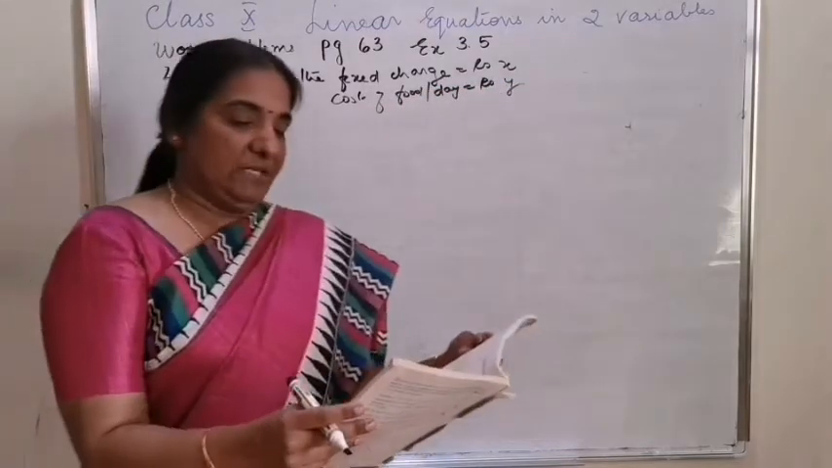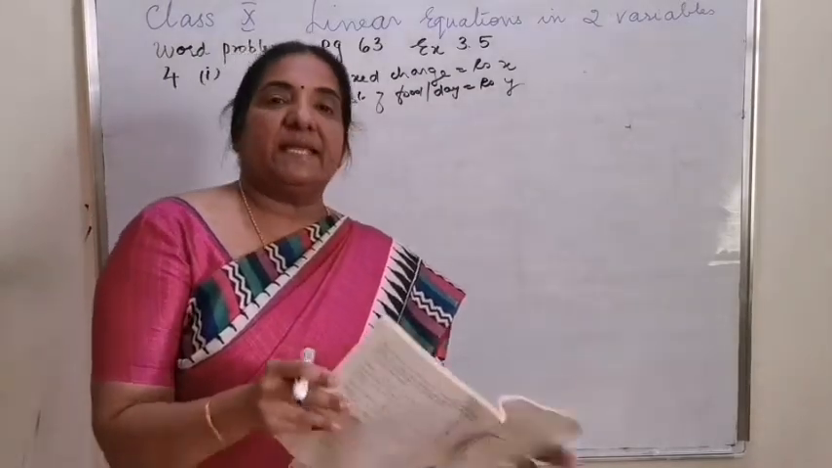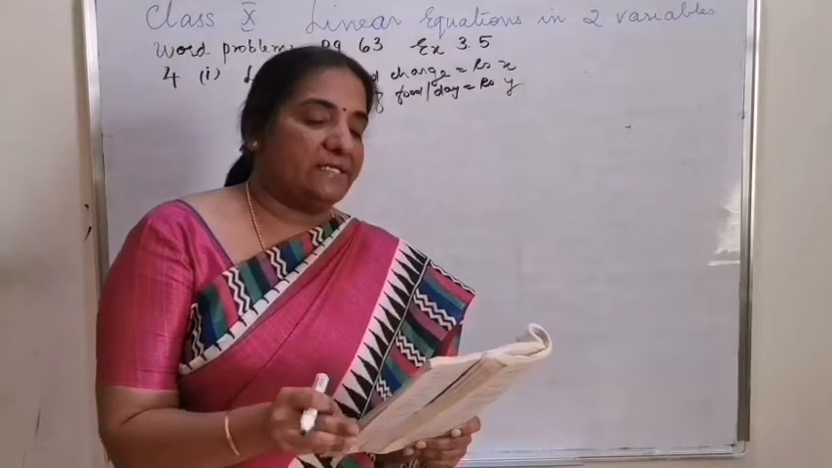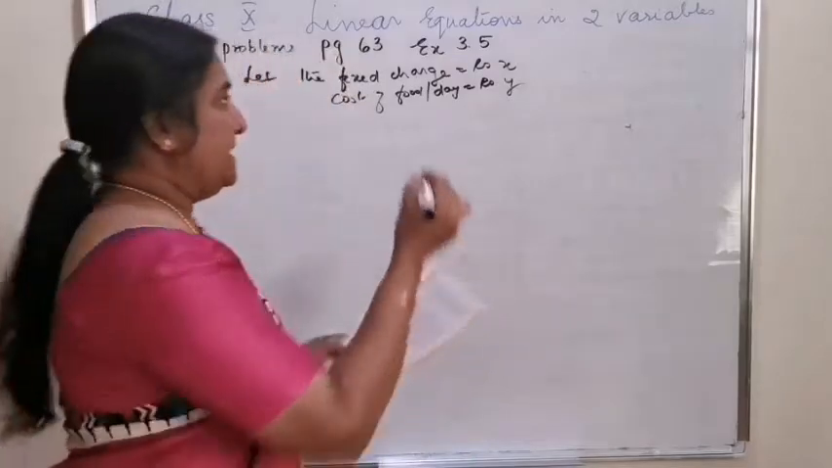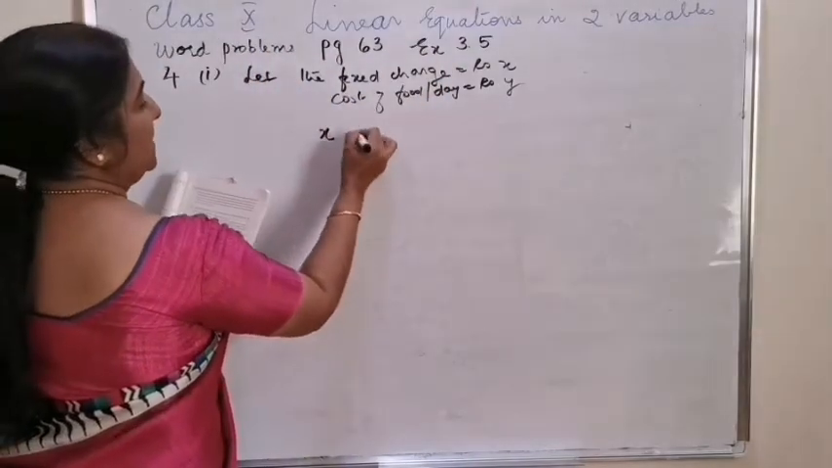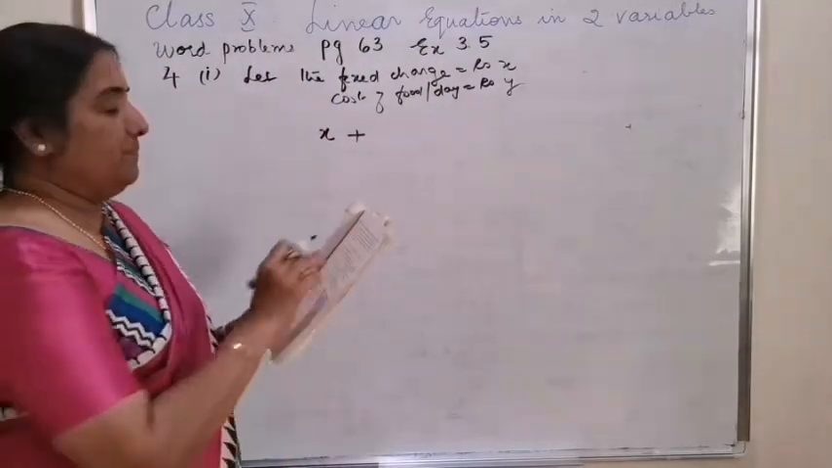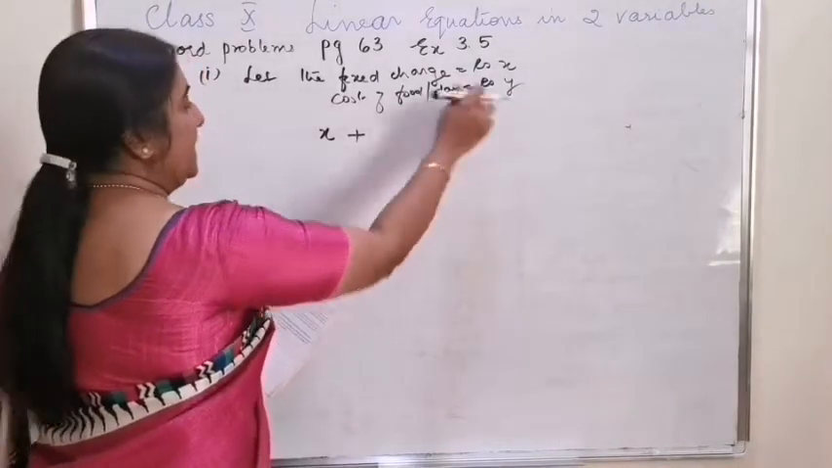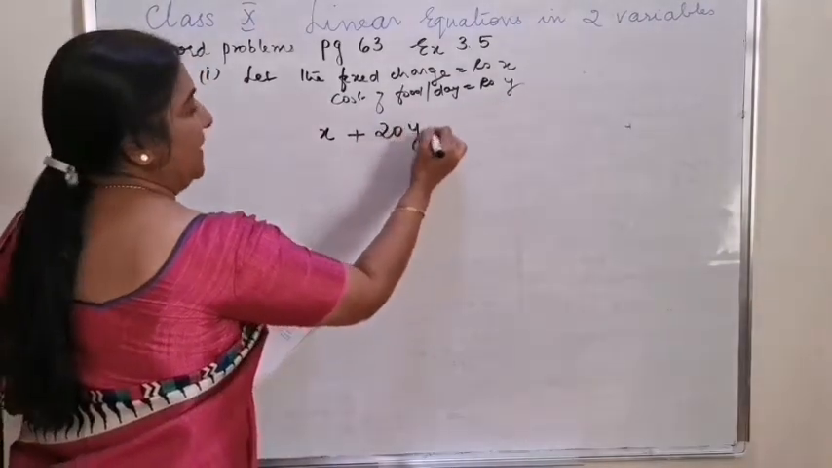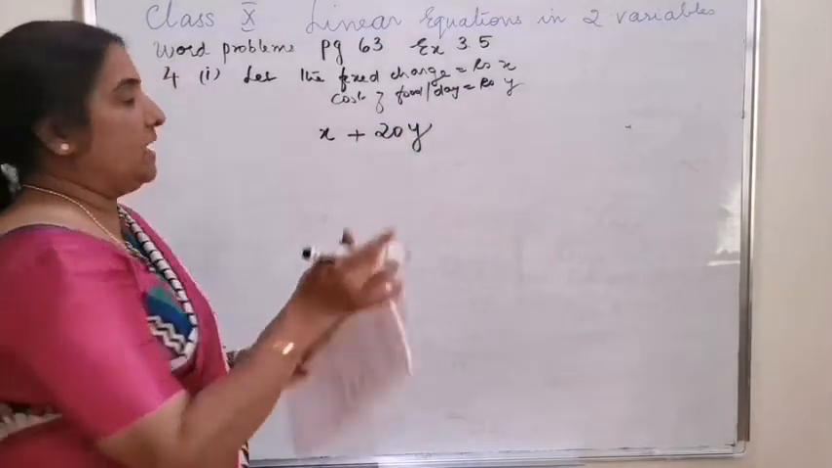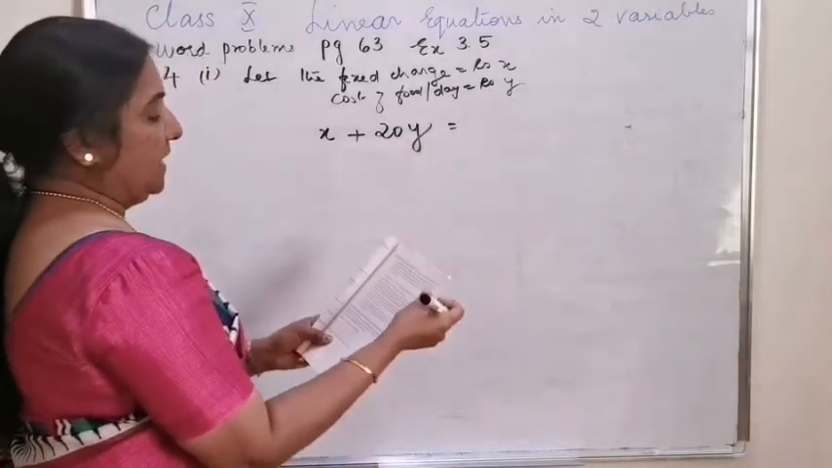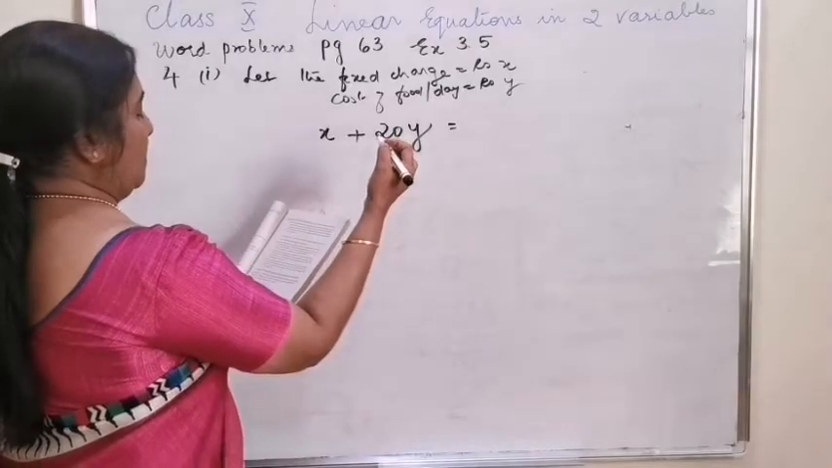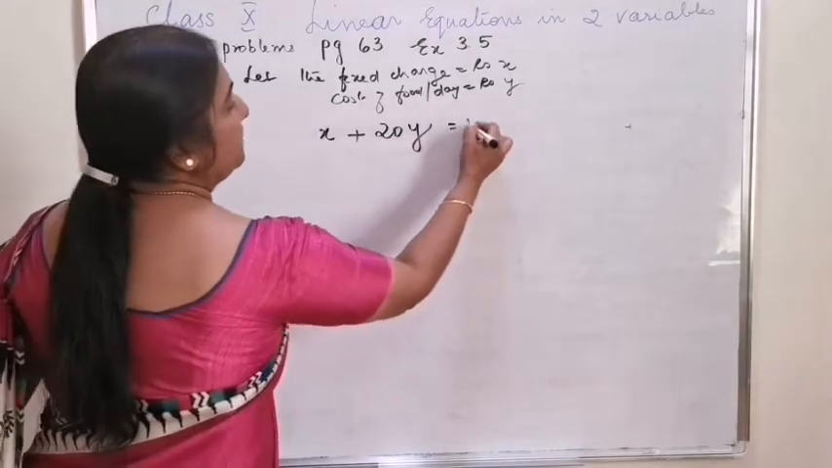As per the question, the first student is taking food for 20 days from the hostel. That means as a fixed charge to stay in the hostel, X rupees, and for 1 day the cost of food is Y. So for 20 days she has to pay 20Y, and the total amount she is giving in the hostel is 1000.